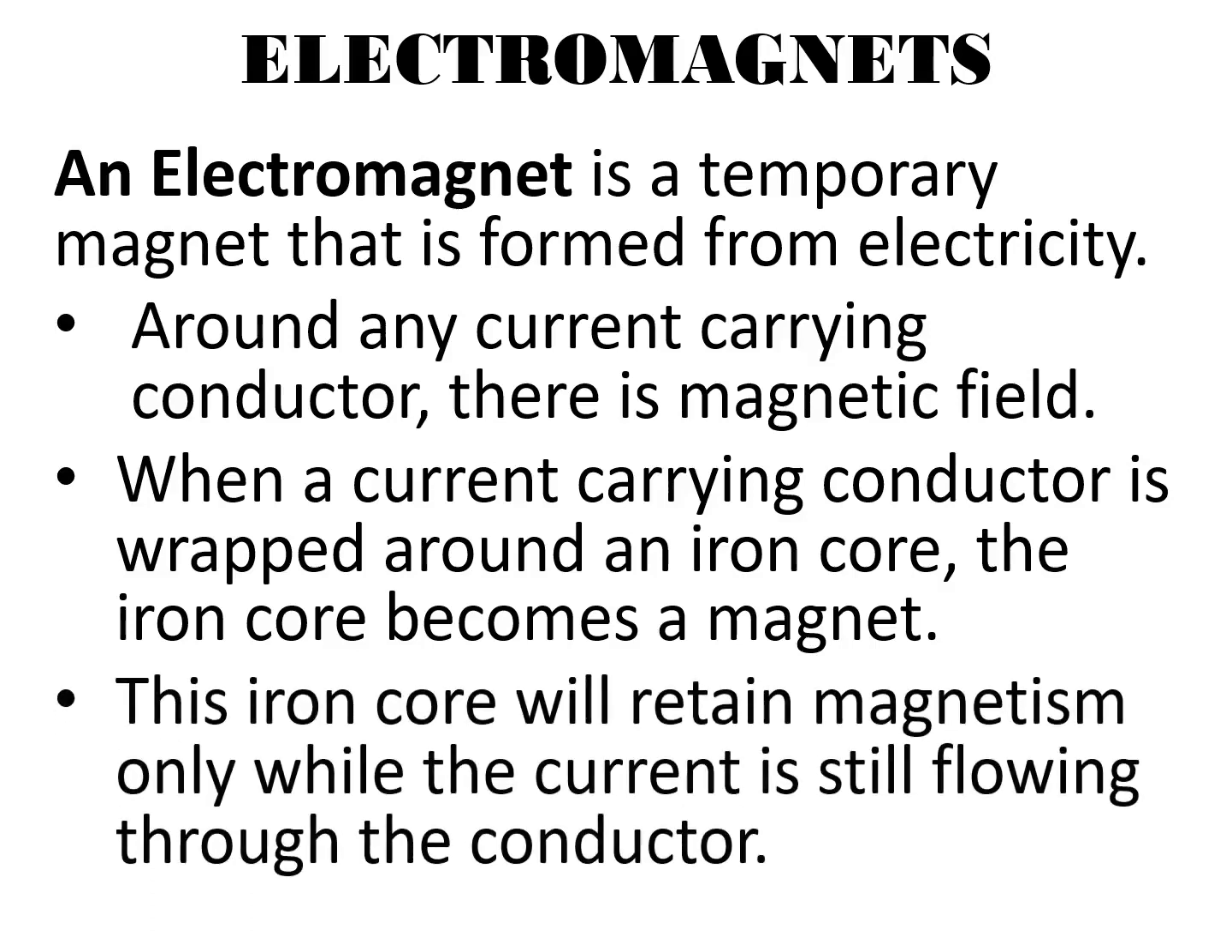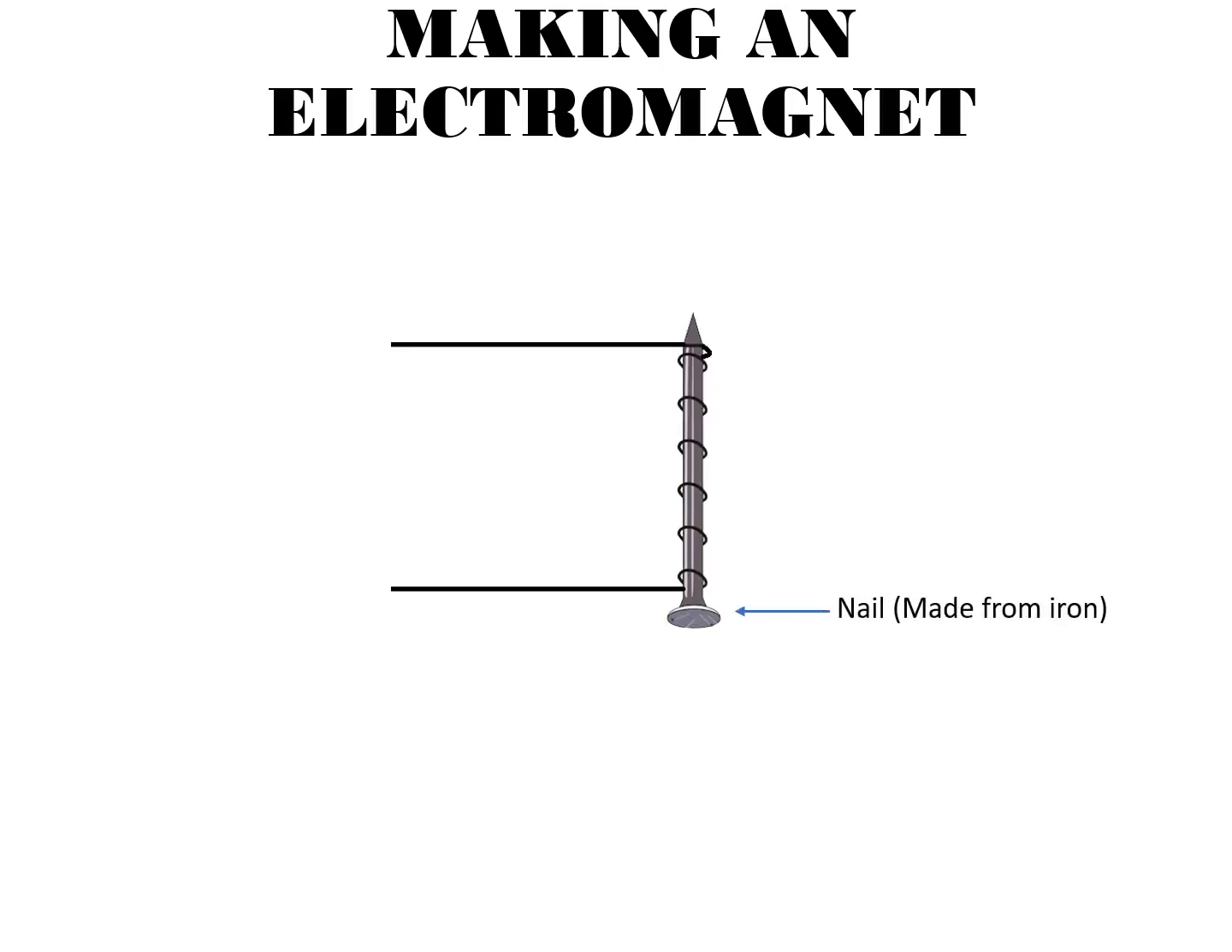The iron core will retain magnetism only while current is still flowing through the circuit, and when we cut off the path of current, the iron core loses its magnetism, and we therefore say it demagnetizes. Now, let's make our electromagnet. There are a couple of components that we're going to need. The first component that we'll need is the nail, which is made from iron.